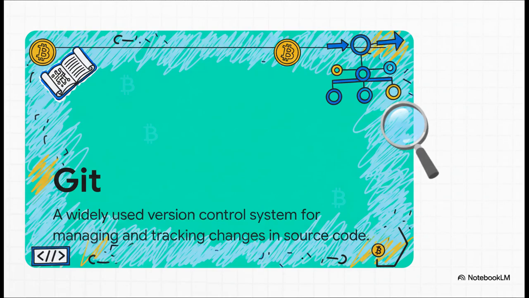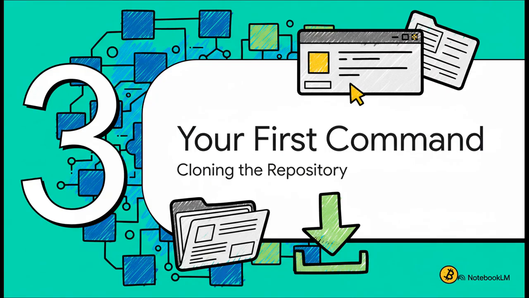And finally, we have Git. So if the source code is the blueprint, you can think of Git as this super specialized librarian. It's the tool that manages the entire library of blueprints, and it's what lets us check out a perfect, up-to-the-minute copy for ourselves. Okay, let's do this.